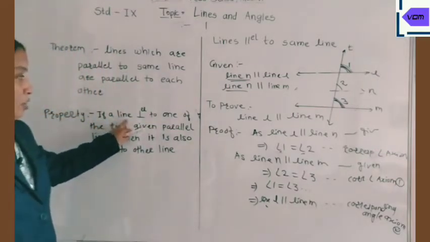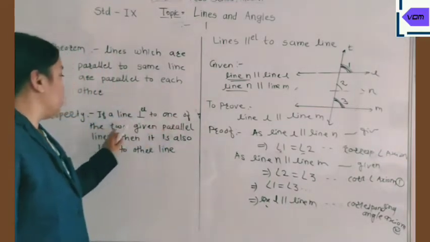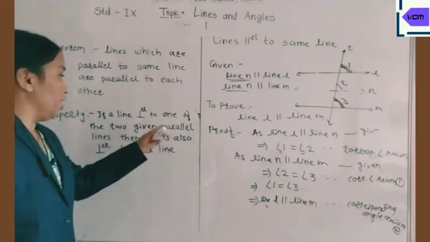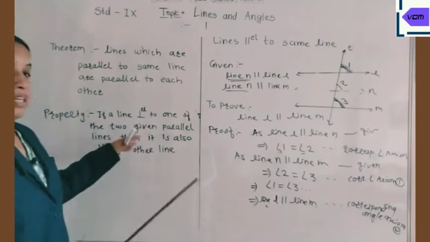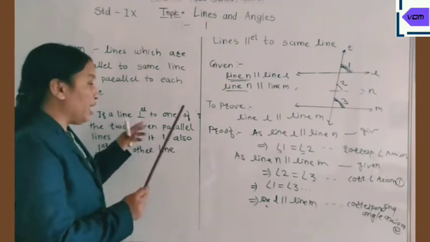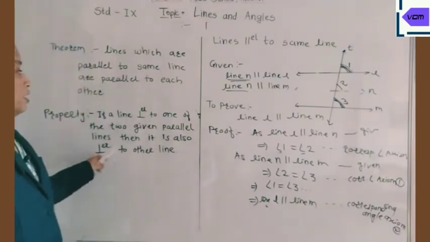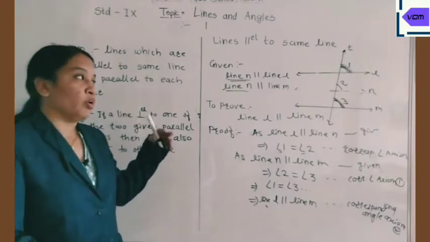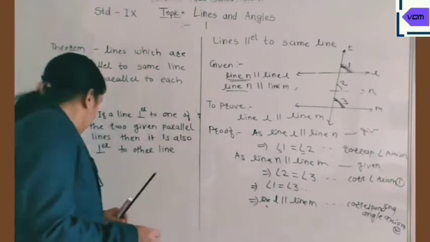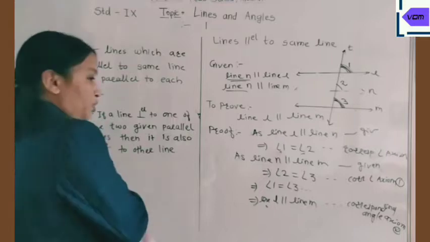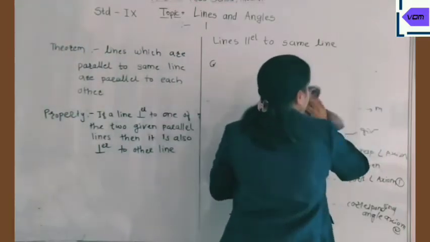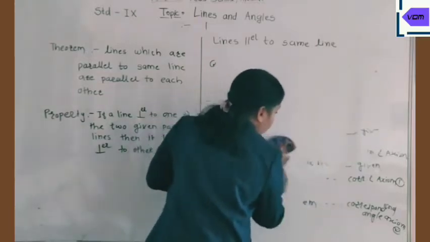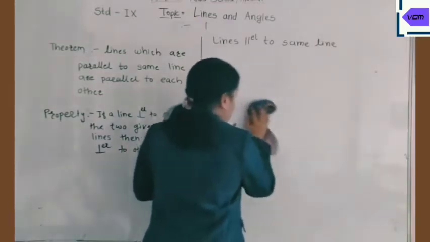Now one of the properties we are going to discuss here is that if a line is perpendicular to one of two given parallel lines, there are two lines which are parallel and one line is perpendicular to one of them, then we have to prove that this line is also perpendicular to the other line. It is one of the properties and we are going to use it while solving the examples, though it is not given in your textbook. So how to prove?